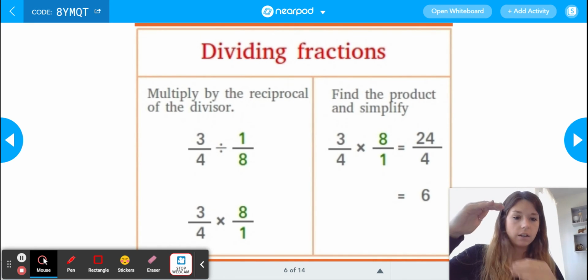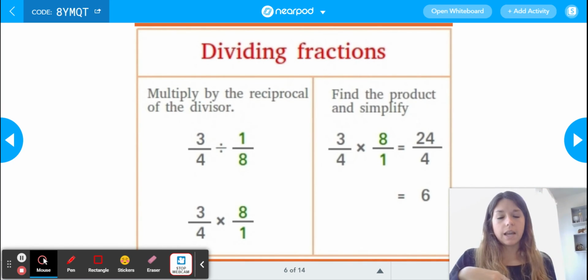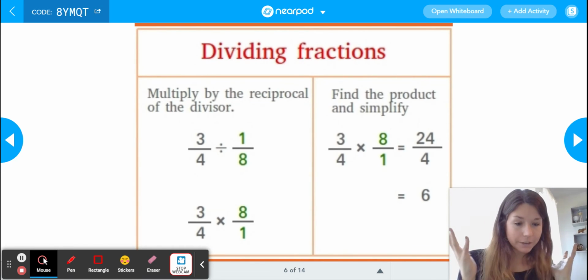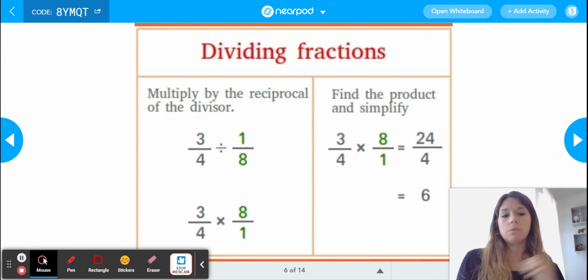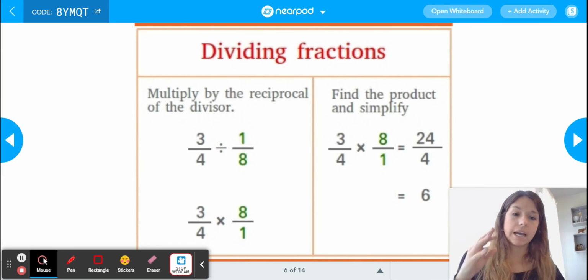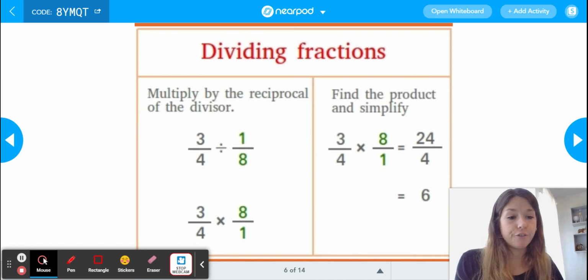We're going to take the numerator and the denominator, so the 1 and the 8, and we're going to flip them. So now we have 8/1. And we know how to multiply fractions. So we have 3/4 times 8/1. So when we multiply 3/4 times 8/1, we have 3 times 8, the numerators, is 24. And we have 4 times 1, the denominators, gives us 4. So then we're left with 24/4.